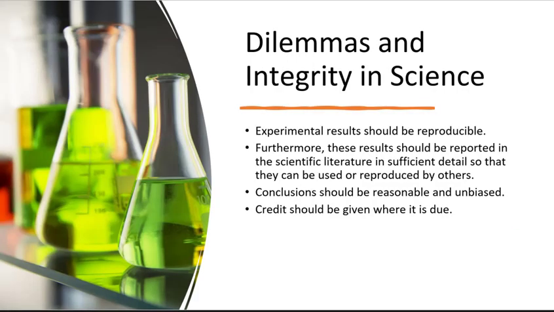Let's talk about some dilemmas and integrity in science. You may think research in science is pretty straightforward. You do experiments, you collect information, you draw a conclusion, but research is seldom that easy. Frustrations and disappointments are common enough and results can be inconclusive. Experiments often contain some level of uncertainty and contradictory data can be collected.